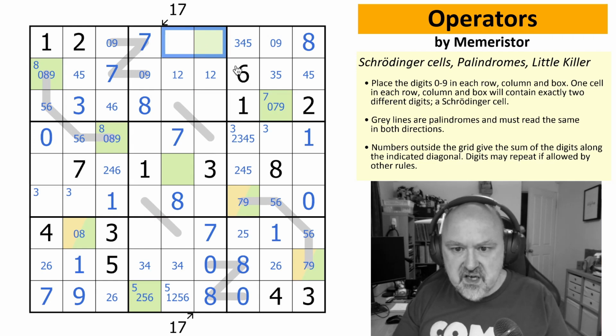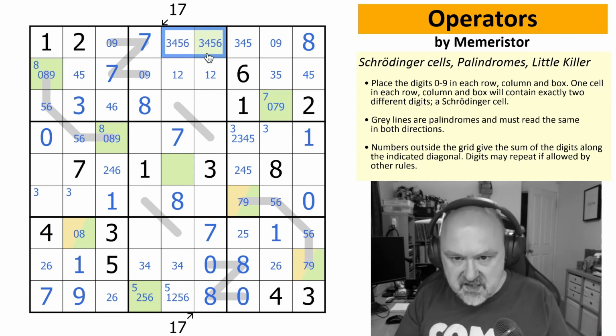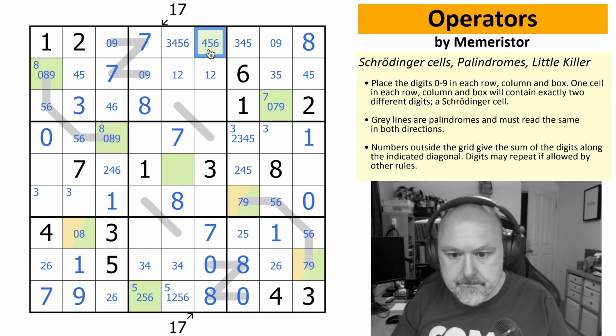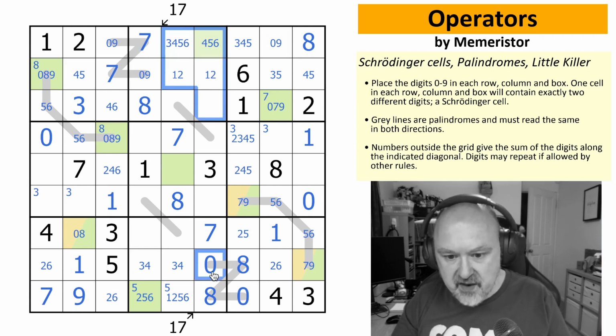So this is 3, 4, 5, and 6. I can't put a 3 there. I can't put a 0 in either of those cells. I can't put a 0. So there's a 0, 9 pair, which means I can't put a 0 there. This has been a 1, 2 since the beginning. If I put a 0 there, that will conflict there. If I put a 0 there, it jumps there and conflicts.